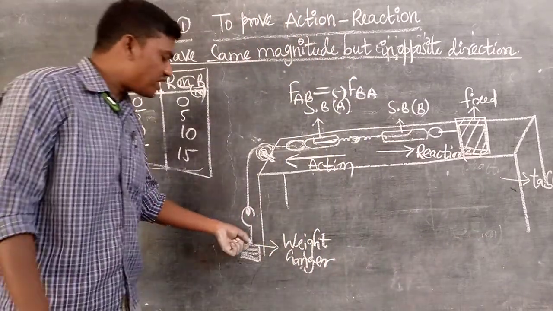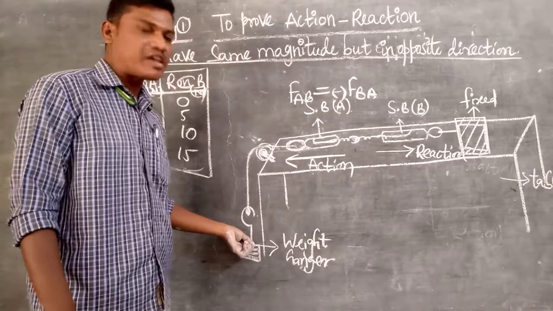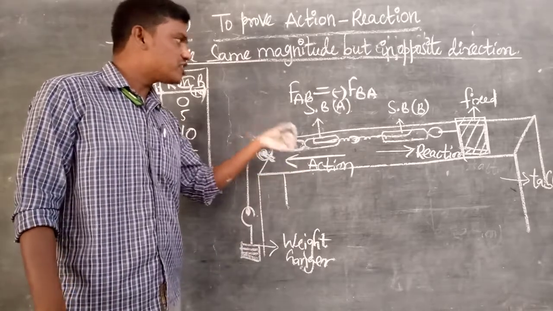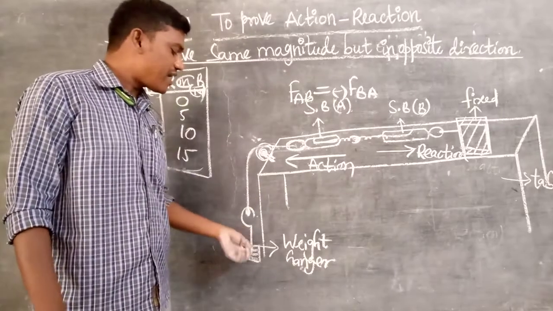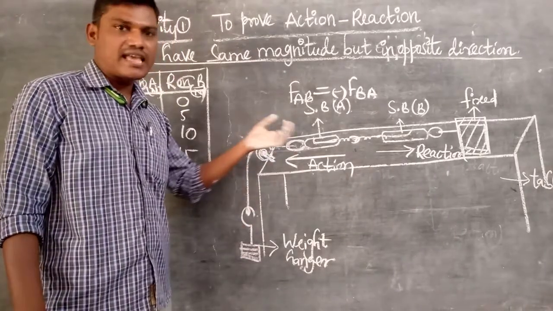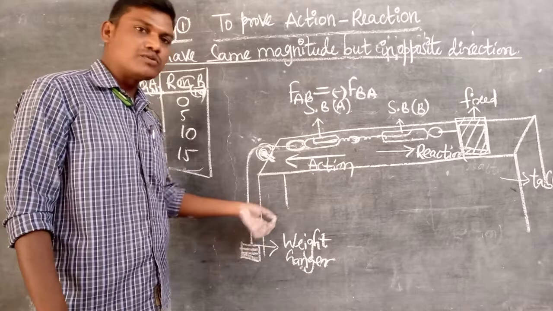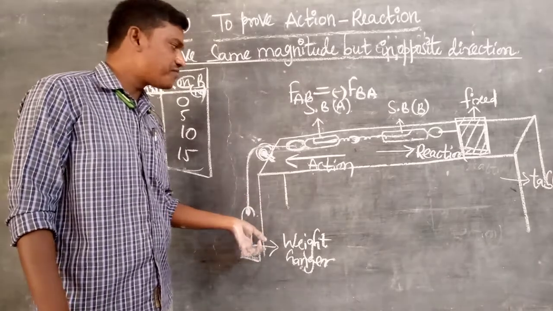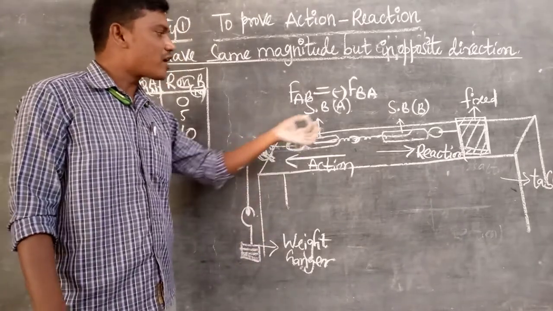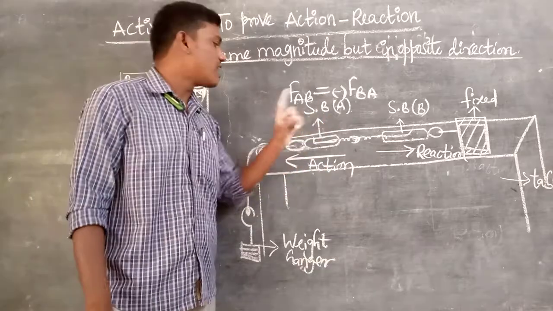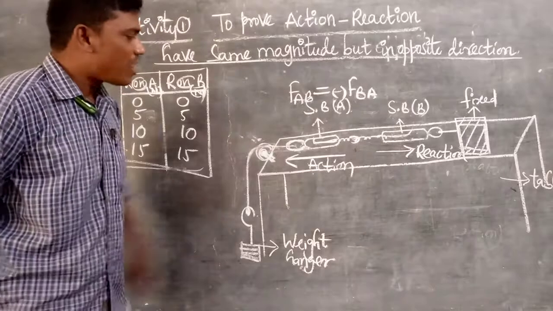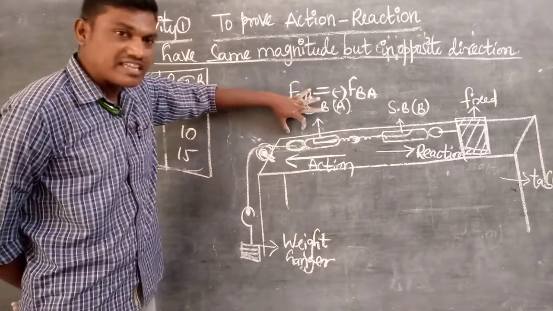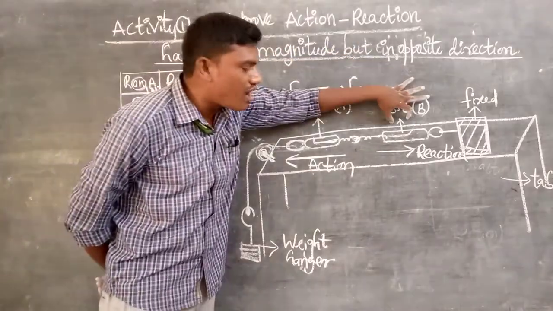Now, in the weight hanger, if you add 50 grams weight, observe what is the reading shown on the A and B. Next, we can add the weight up to the elastic limit, up to 3 or 4 times, 100 and 150 grams. For each and every case, you note the corresponding readings on the A and B. Then finally, you understand that whatever reading is showing in the A, for each case, the same reading will be shown on the B.